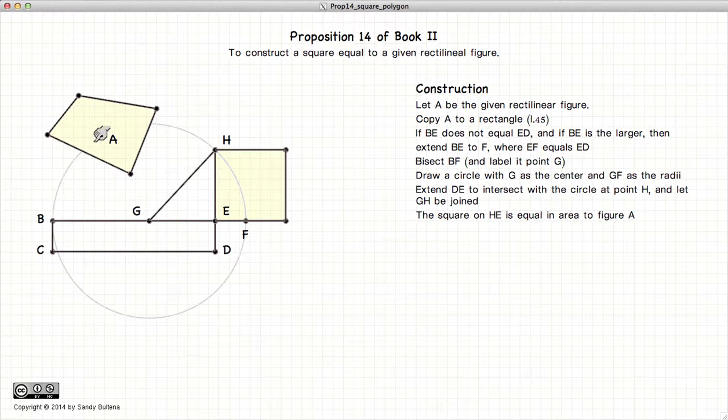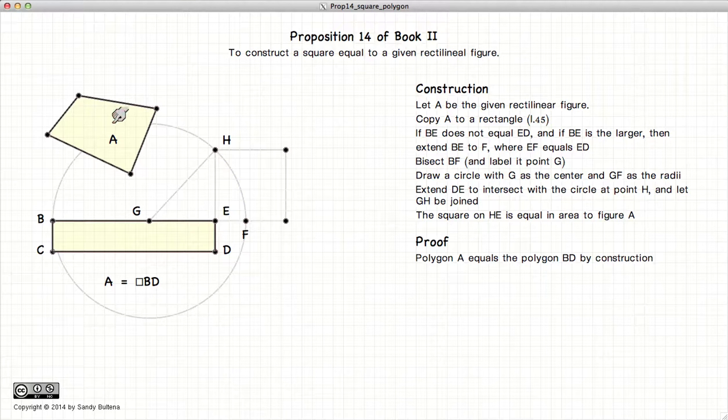Now, how do we prove that this is actually true? By definition, the area of this polygon is equal to our rectangle because we constructed it that way. And again, if you don't understand how that was done or if you've forgotten, you can always go back and look at Proposition 45 from Book 1. So this area is equal to that area.